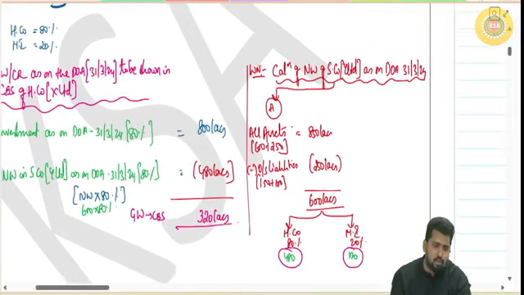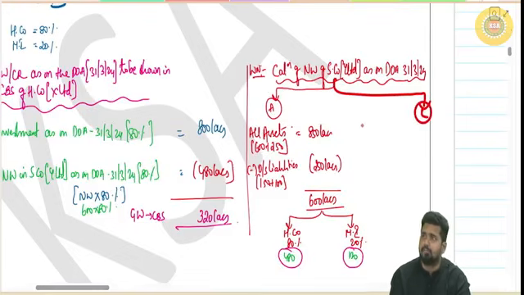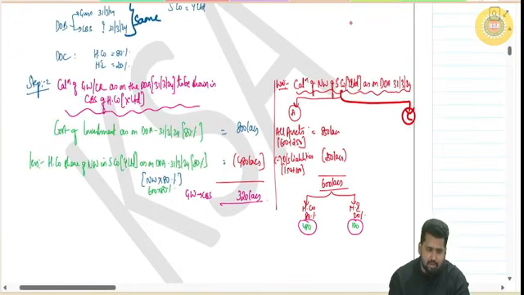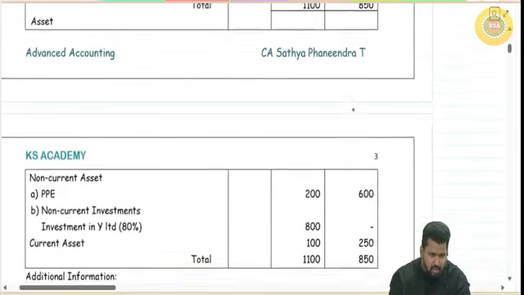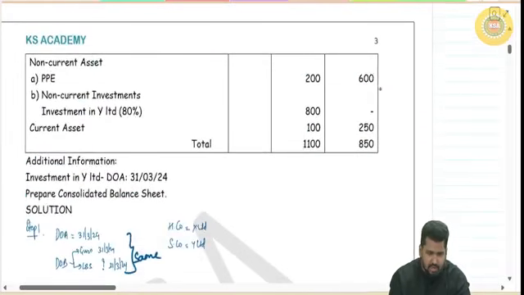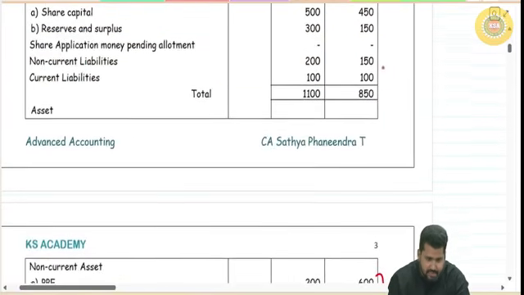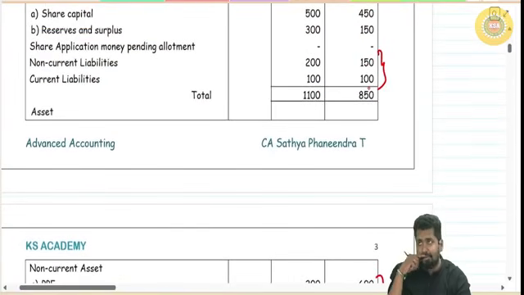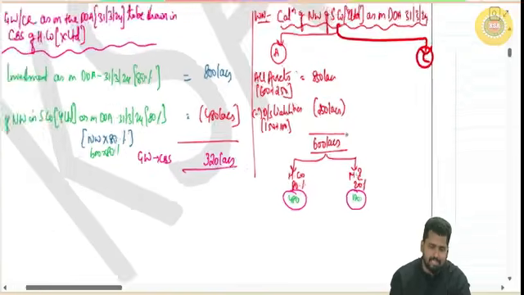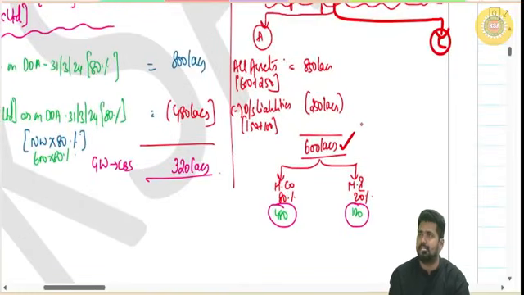How many approaches are there? Two approaches. One is the asset side approach, the other is called the liability side approach. Clear? So first the asset side approach. Go to the asset side, total assets. What is the total assets value? PPE and current assets, 850. Minus these two, 250. 850 minus 250, how much? 600. So net worth of the subsidiary company is 600.